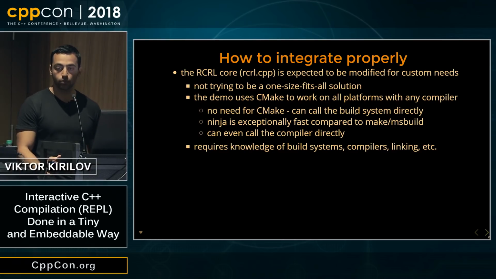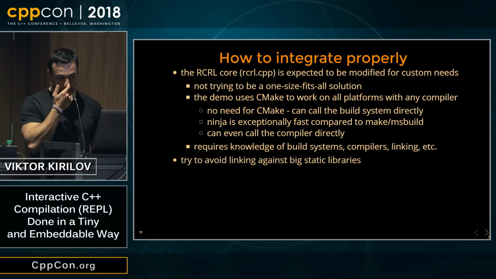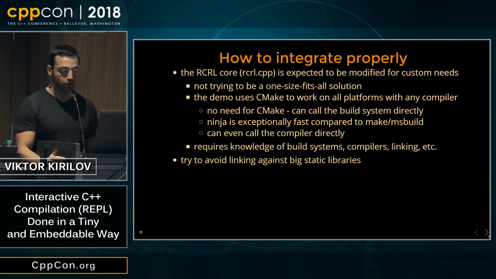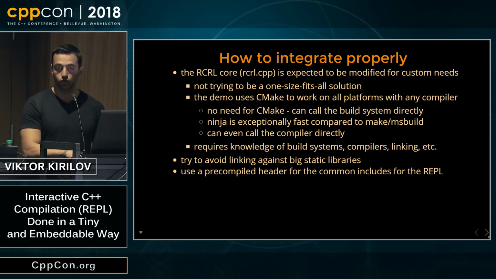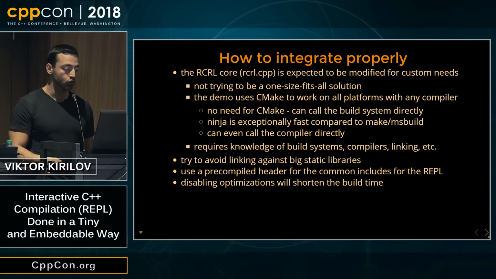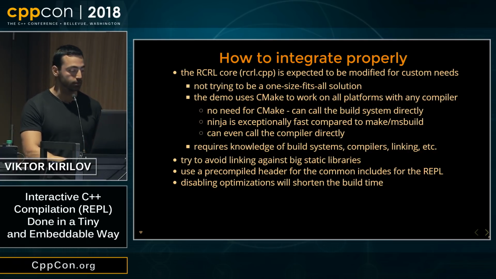So for example, the demo project uses CMake in order to work on all platforms and any compiler, so you can test it out. But that's not that optimal. You could call your build system directly, or perhaps Ninja, or even the compiler directly. Also, it would require a bit of knowledge about build systems, compiler, and linking, so you should know how to set up your project. Also, it's a good idea to avoid linking against big static libraries in the plugins themselves to make the iteration times faster. Also, it's a good idea to use a precompiled header for what you will be most commonly using. You could also disable optimizations for the plugin to make the build time faster if the runtime for the code you're writing is not that important, but you want to code in C++.